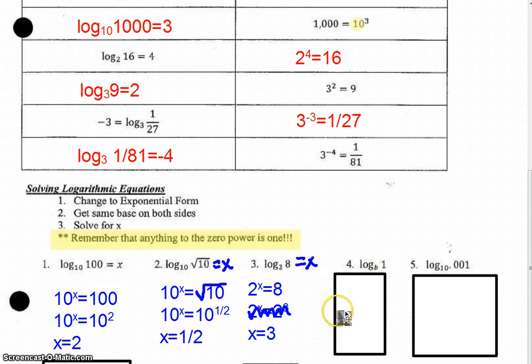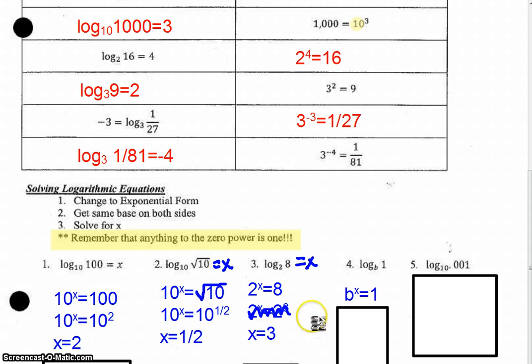Log base b of 1. Okay, so b to the x is equal to 1. Anything to the 0 power equals 1, so x is 0.